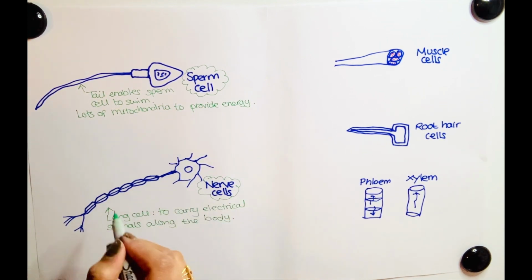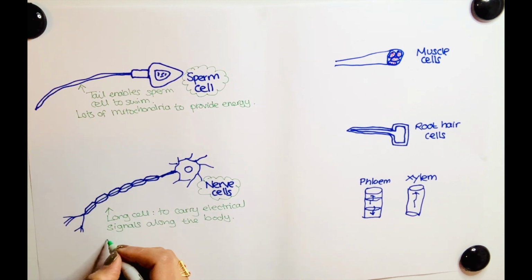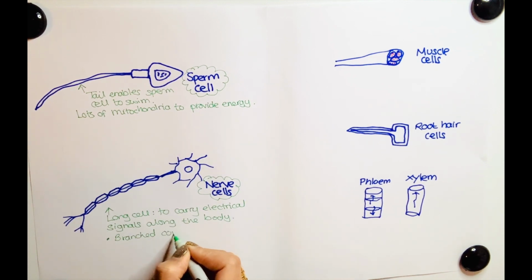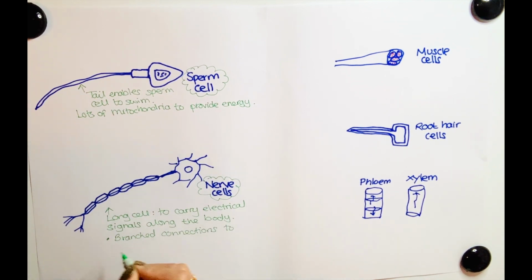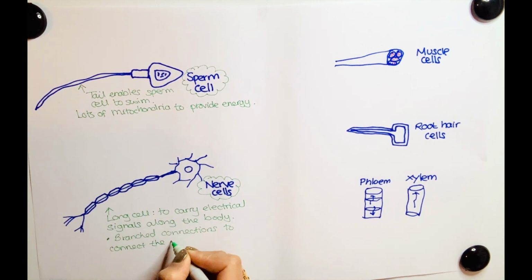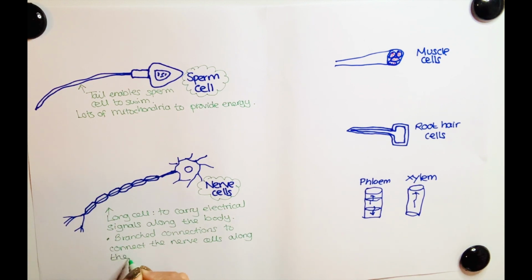Now, if we look at the nerve cell here, we can see that nerve cells have branched connections so that the cell is able to connect to other nerve cells to provide a network in the body. Okay, so we also have branched connections to connect the ends along the network in the body.